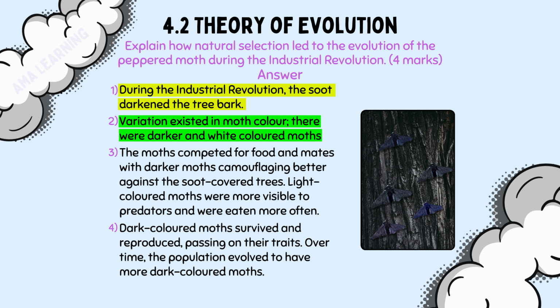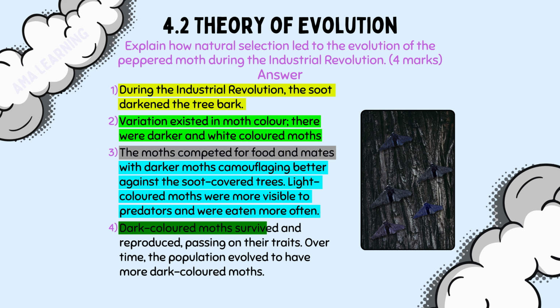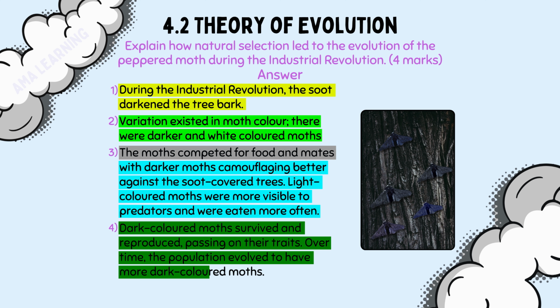It mentions competition, in grey. The moths competed for food and mates. It mentions survival of the fittest, in blue, with darker moths camouflaging better against the soot-covered trees. Light-colored moths were more visible to predators and were eaten more often. Finally, it mentions inheritance of characteristics, in dark green. Dark-colored moths survived and reproduced, passing on their traits. Over time, the population evolved to have more dark-colored moths.